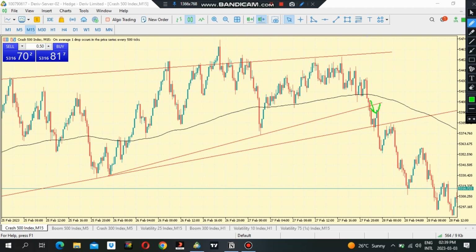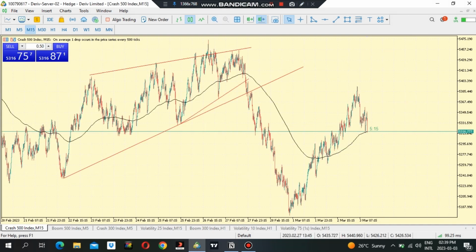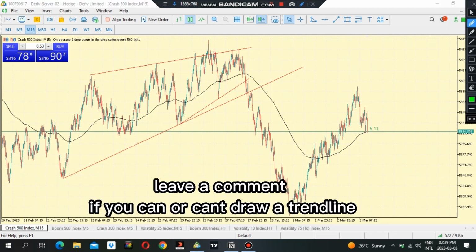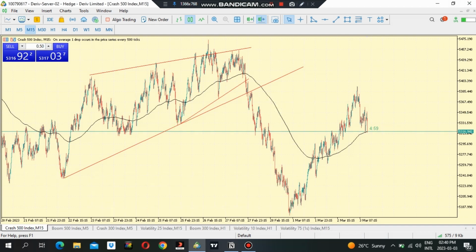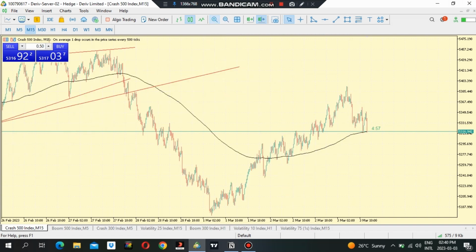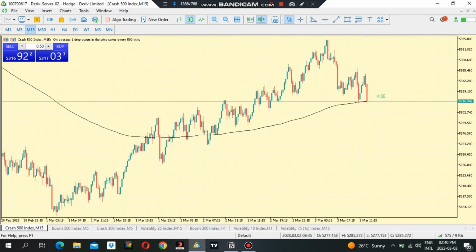We also have a trend line over here. Let me zoom out my chart so that you'll be able to see it quite clearly. So we've got a touch here. I'm sure everybody knows how to draw a trend line. If you don't know how to draw a trend line, comment in the comment section down below, and I'll record a video for you on how it's done.